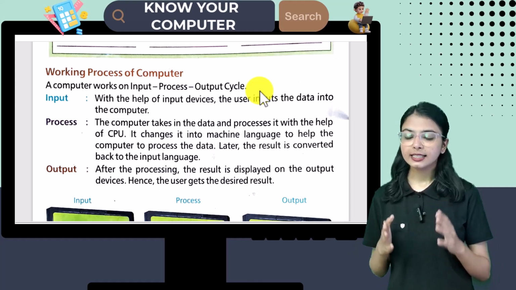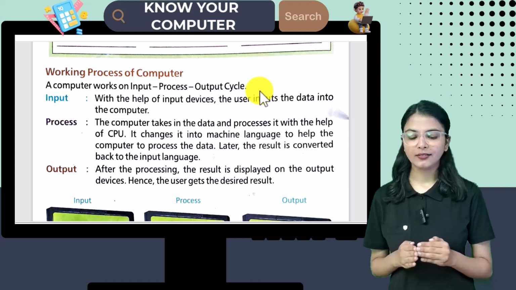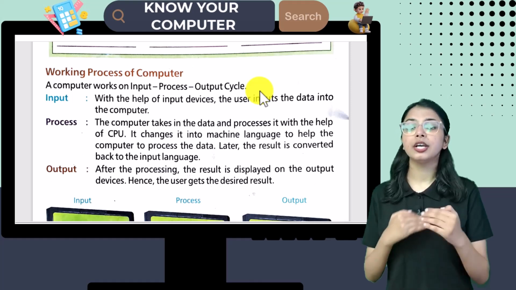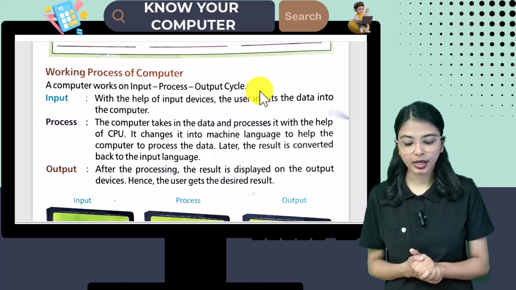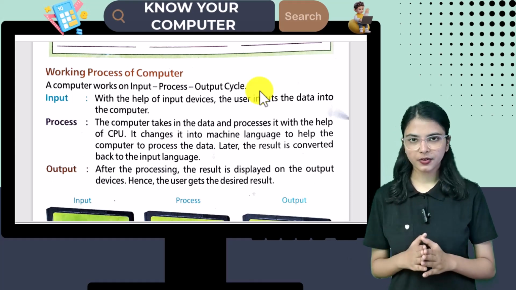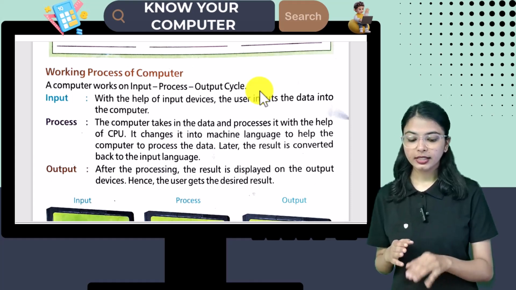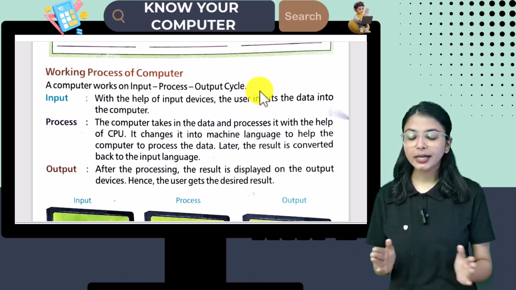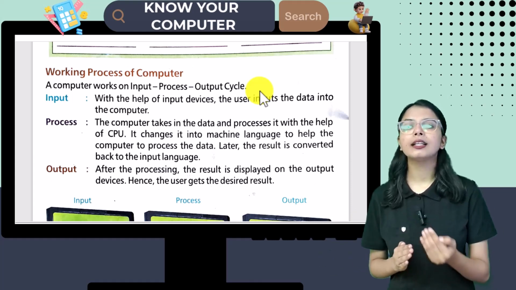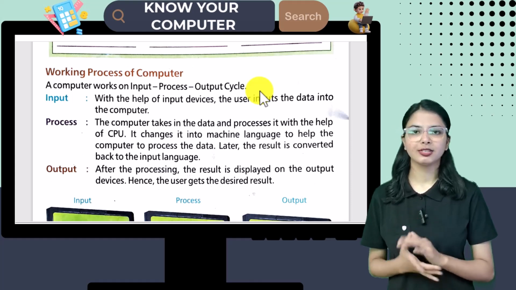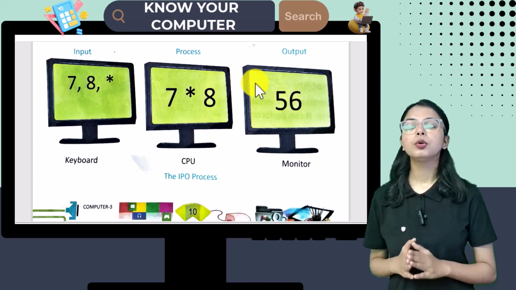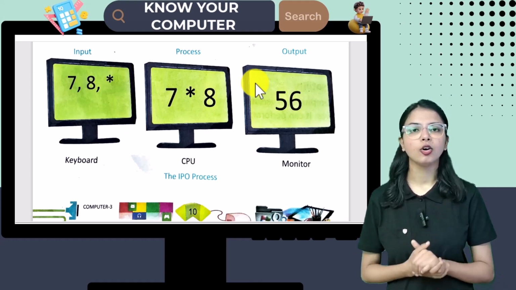Okay, later the result is converted back to the input language. Okay, when we get our output, we get the output in our own language, in the language in which we entered the input. Okay, so output, after the processing, the result is displayed on the output devices, hence the user gets the desired result. Okay, उसके बाद हमें अपना desired result मिल जाता है processing के बाद. Okay students, so this is how a computer performs the input, processing and output cycle.